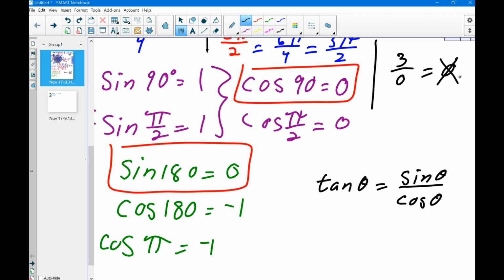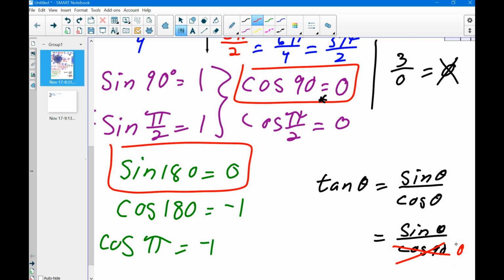Even Siri knows that. Just ask Siri, what is 3 divided by 0? Or even 0 divided by 0. It should tell you. So we can't have 0 in the bottom. Looking at this back here, you'll notice that when the angle is 90 degrees, cosine is 0. So basically, sine and cosine of 90, we can't do it because it's equal to 0 in the bottom.